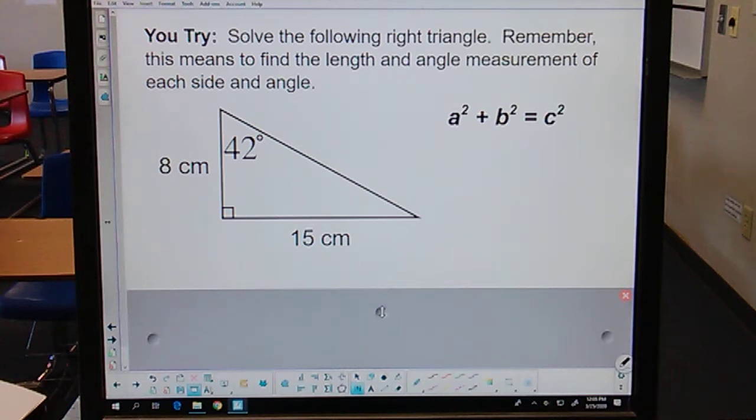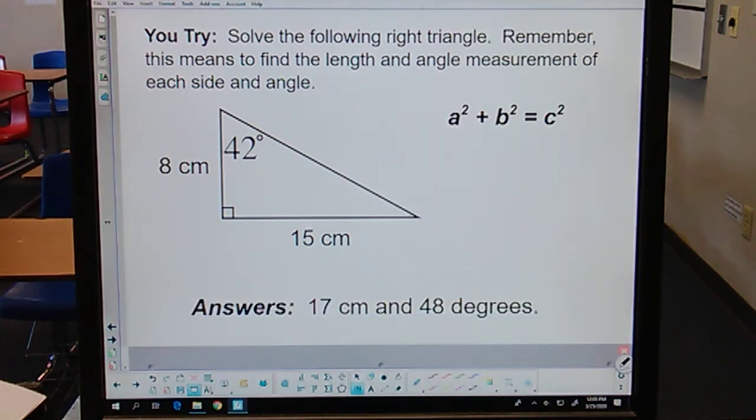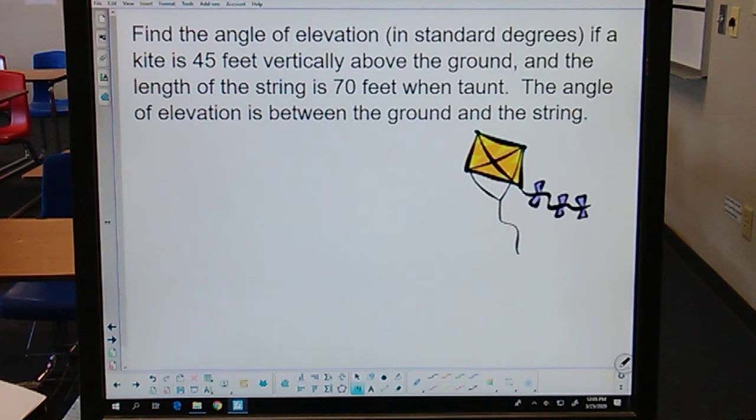Okay, you should have got answers of 17 and 48 degrees. The only difference in this one is that we didn't know c squared. That was what we were looking for. Can you try this problem on your own? Pause the video if you remember how.